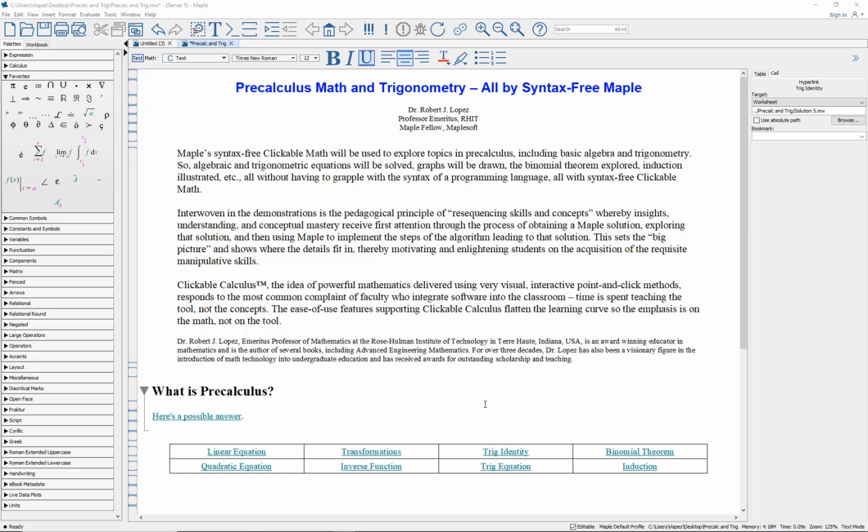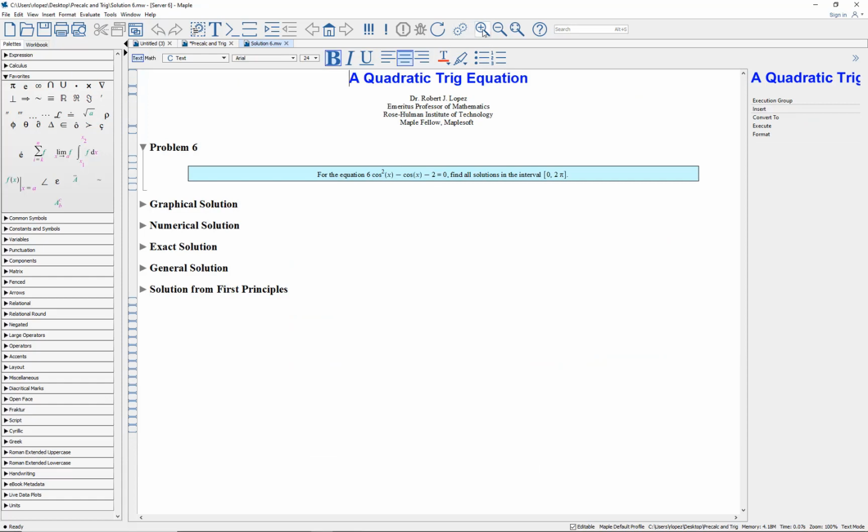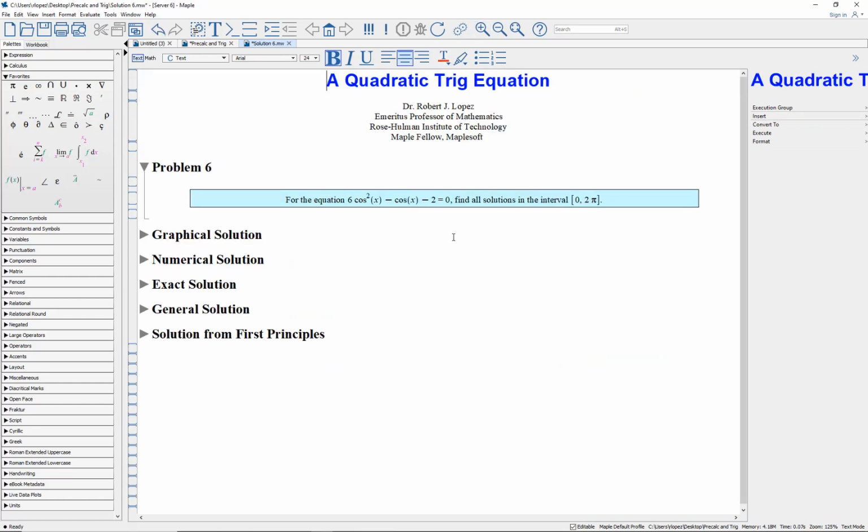After looking at trig identities, perhaps trig equations might come next. So here's an example where we're going to solve a trig equation. Well, it's quadratic in cosine, and we're looking for solutions in a fixed interval, because otherwise it would be an infinite number, or could be an infinite number.